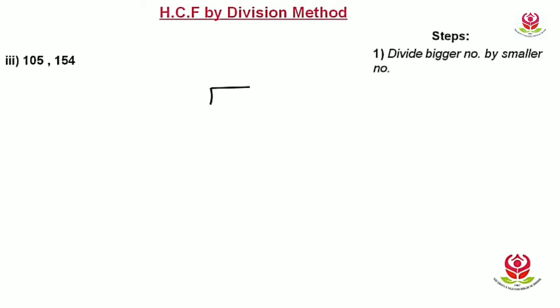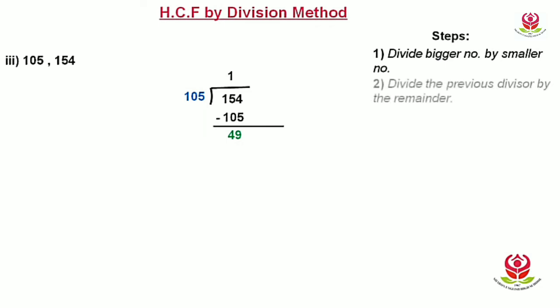So let us see one more example. It's a 3-digit number. Okay, so the first step remains the same. Divide the bigger number by the smaller number. 154 divided by 105. Okay, so 105 is the divisor over here. So 1 time. So remainder is 49. Now you have to divide the previous divisor, that is 105 by 49. So 2 times 98. So 105 minus 98. Still you get the remainder as 7. Now you have to divide the previous divisor, that is 49 by 7.